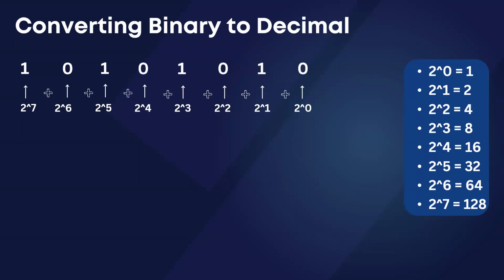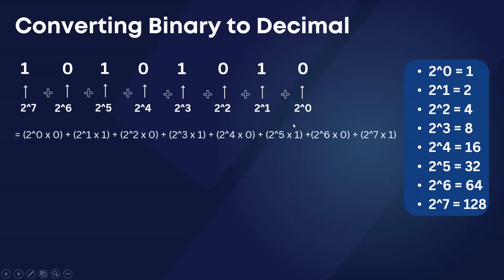Now that you have all these values, you can substitute them. 2 power 0 into 0: 2 power 0 is 1, so 1 into 0 is simply 0, plus 2 power 1 into 1. 2 power 1 is 2, so 2 into 1 is 2. 2 power 2 into 0, again 0. 2 power 3 into 1, that's 8. 2 power 4 into 0, again 0. 2 power 5 into 1, 32. 2 power 6 into 0, 0. 2 power 7 into 1, 128.